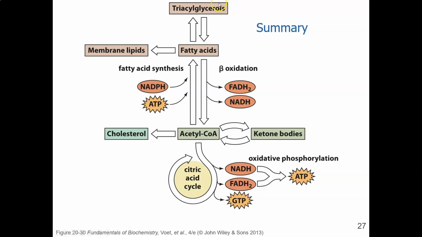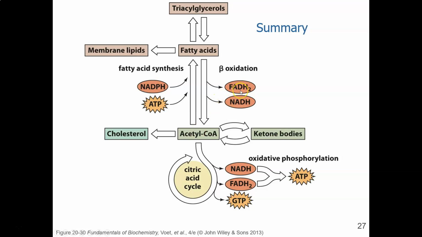So if we look over here on the left, triacylglycerols are broken down in the adipose tissue to fatty acids. The fatty acids leave bound to albumin and enter the bloodstream. And from there, they can go to the liver or to the muscle for degradation. So the beta oxidation pathway is what is involved in breaking down the fatty acids to acetyl-CoA.